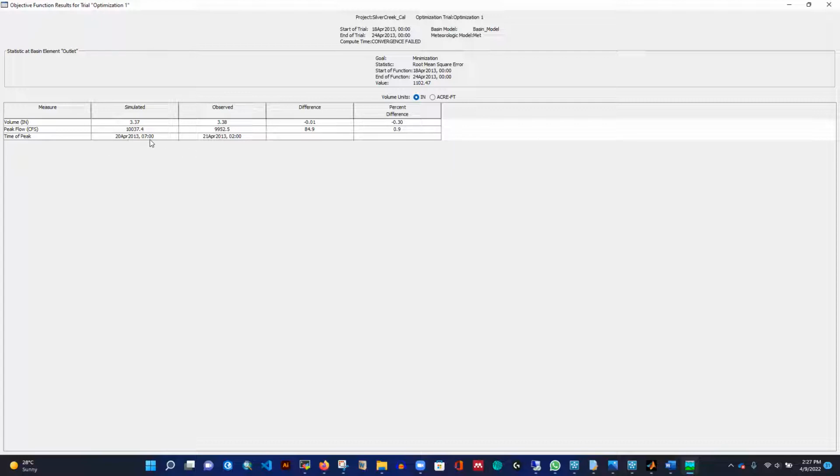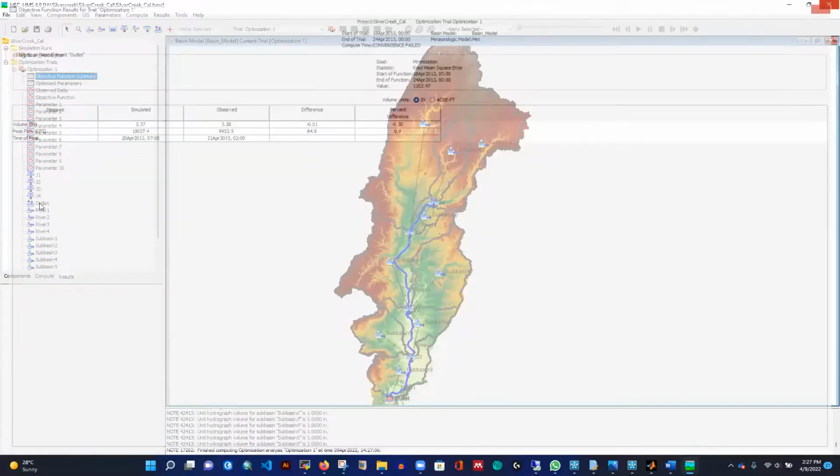9,952. And we have a little difference between the peak time. That's okay, because the shape is a little bit different. So in terms of this, it is looking like the volume is pretty accurate. But what about the shape?